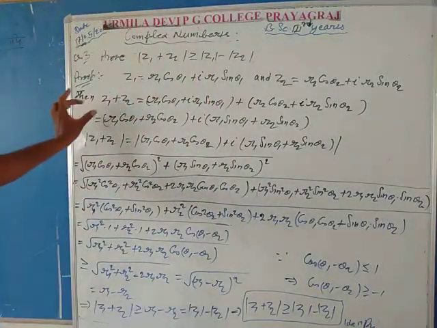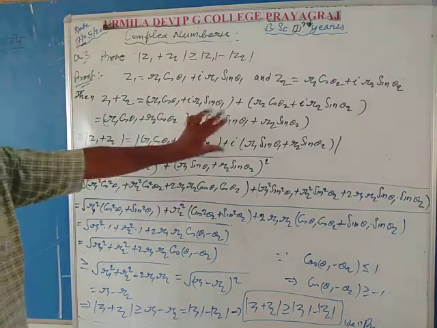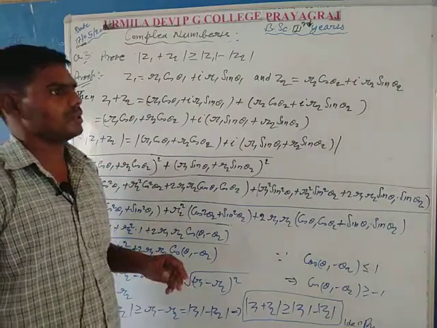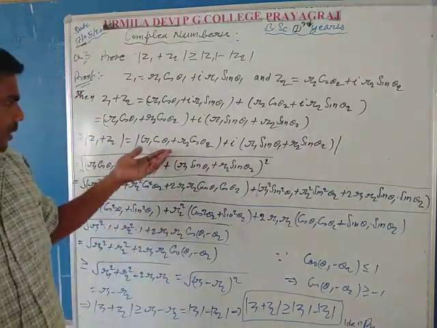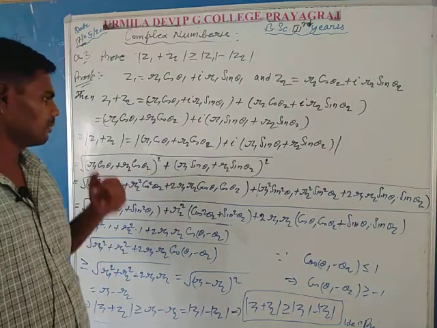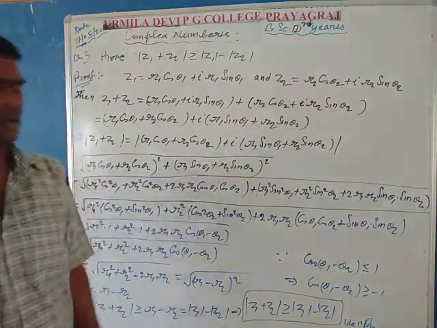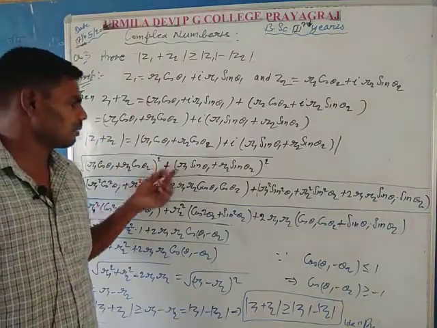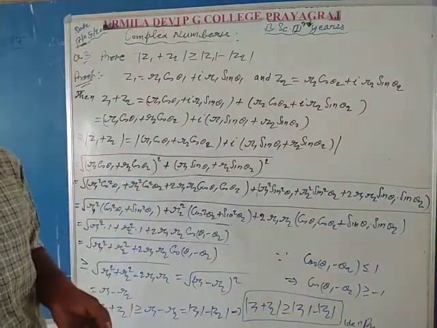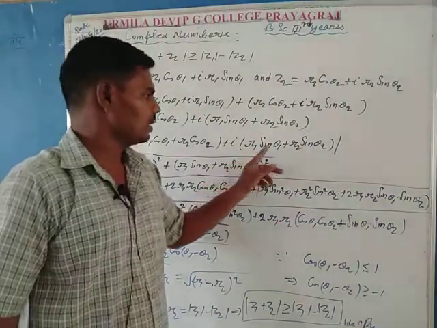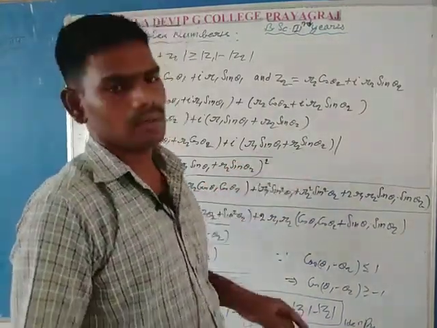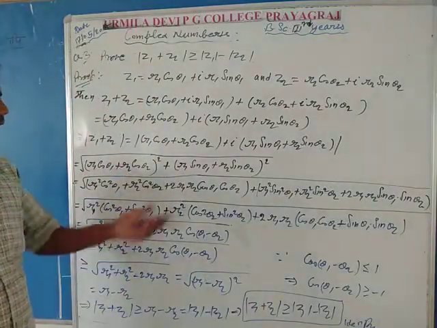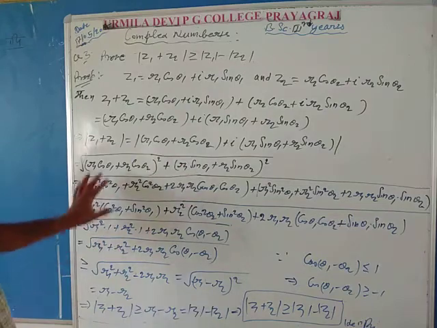First calculate the value of z1 + z2, which is this, and then take the modulus on both sides according to the modulus rule: square root of the square of the real part plus the square of the imaginary part. In the summation z1 + z2, r1 cos θ1 + r2 cos θ2 is the real part, and r1 sin θ1 + r2 sin θ2 is the imaginary part. So take the square of the real part and the square of the imaginary part.